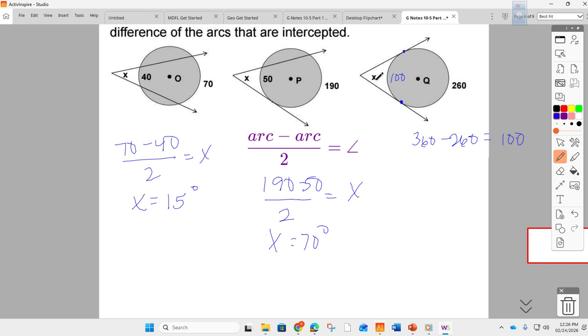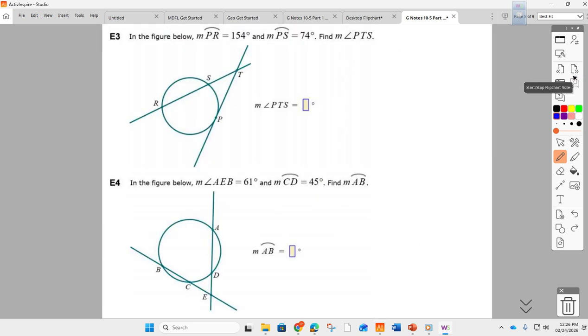So now big arc minus little arc, 260 minus 100 divided by 2 equals x. So that's 160 divided by 2. So now we know that that angle measures 80 degrees. Yeah? Okay. So this is super important that you're taking note of it. Big arc minus little arc. The little arc, rather, is 360 minus the big arc. I made that more confusing than it needs to be, but I'll explain it in a minute.